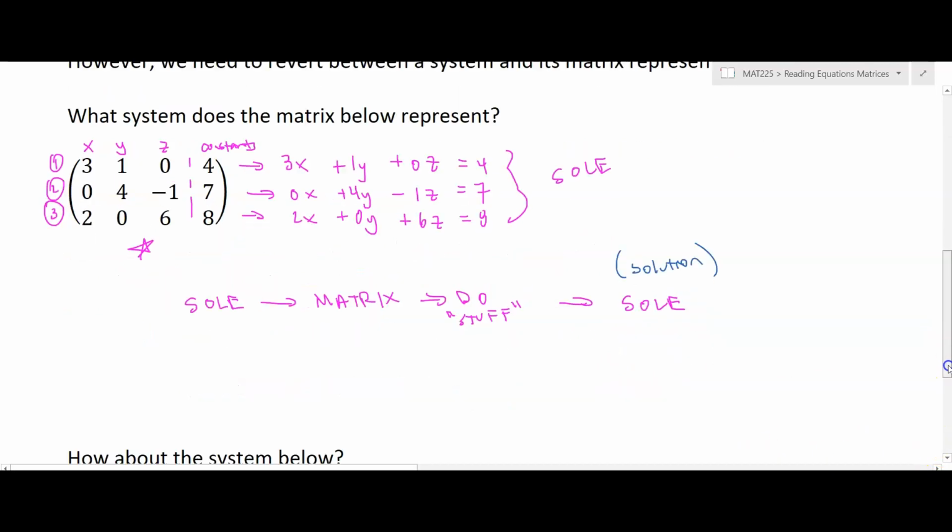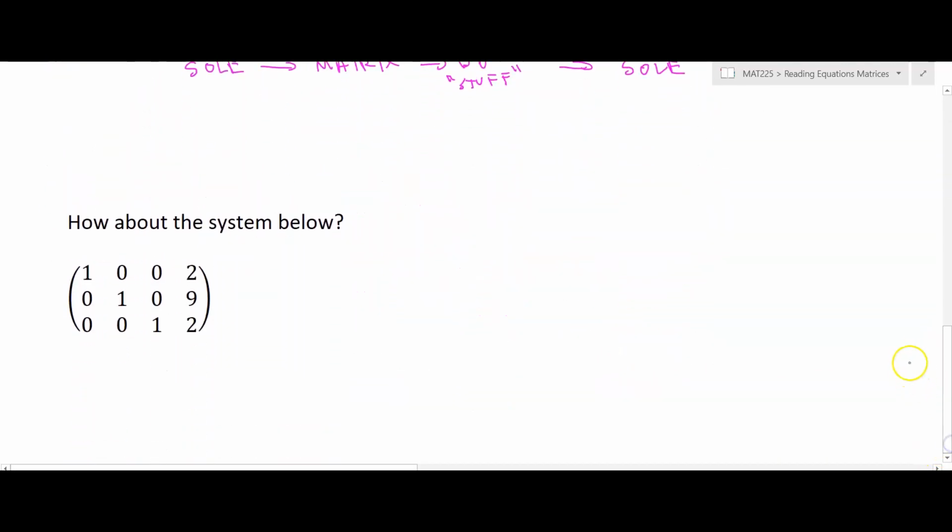Let's go ahead and do one more. In this system, there's lots of ones and zeros, but again, I'm looking at this in exactly the same light. I have equation 1, equation 2, equation 3. The rows will always contain our equations. The columns are going to contain our variables.